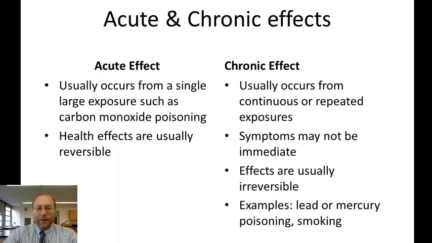And then there's chronic effects. Chronic effects come from continuous or repeated exposures. It may take time, the symptoms may not be immediate. Those effects are usually irreversible. Examples of this would be lead or mercury poisoning or smoking. Smoking is a very good example of that because people end up smoking for years and years and years. The first few years that they're smoking, there's no immediate effect. It's decades later when emphysema strikes. Decades later when there's a heart attack. Decades later when there's lung cancer.